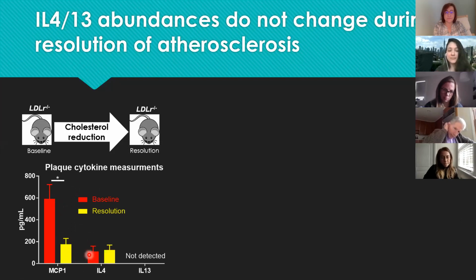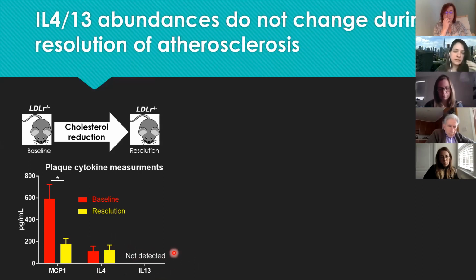Surprisingly, when we looked at IL-4/13, we saw these data. So this was a surprise for several reasons. One is that IL-13 was not detected at all. This maybe suggests that IL-13 is not important in the microenvironment of the plaque. And when looking at IL-4, we saw two interesting things. One is that its levels are not changed in resolution of atherosclerosis. And the other interesting thing was that its total abundance was around 100 picograms per ml, which is 200-fold less than what we usually use in vitro experiments.